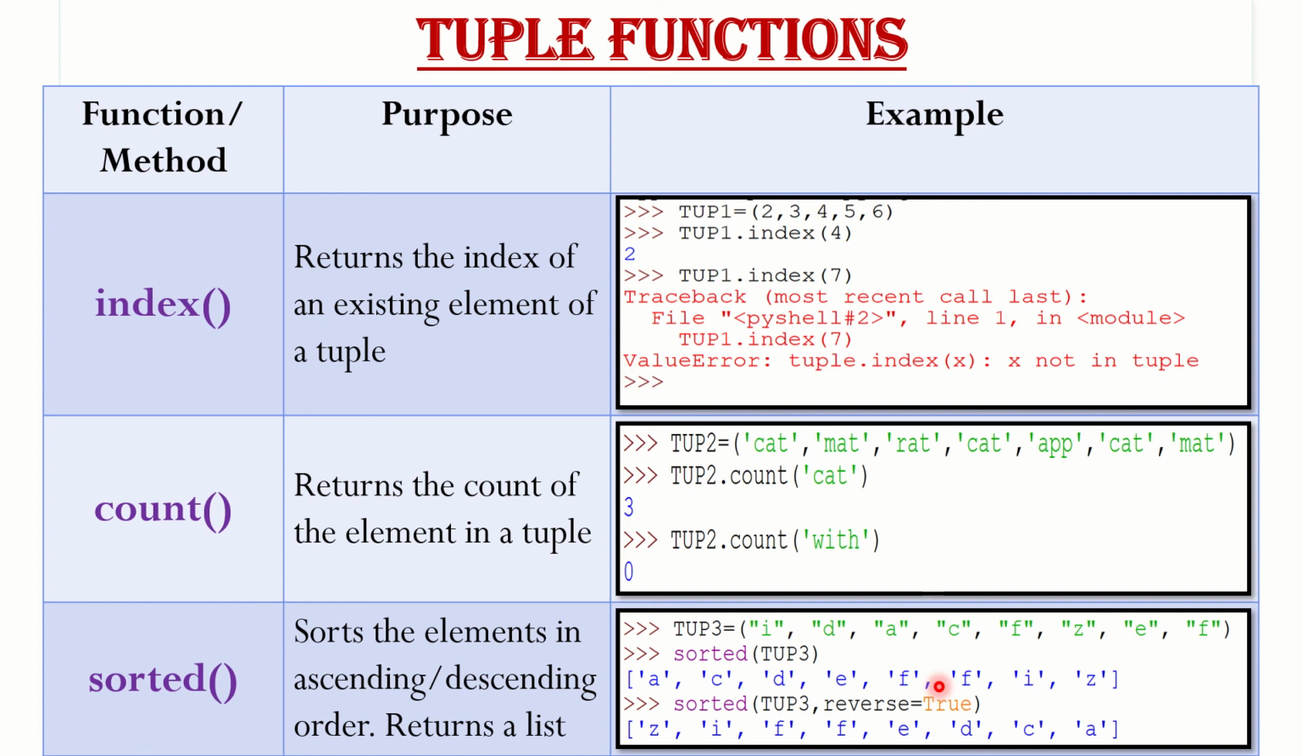If I want to arrange them in descending order, I can use the reverse argument. So I've given sorted tup3 and reverse is equal to true. So this has arranged the elements in descending order.